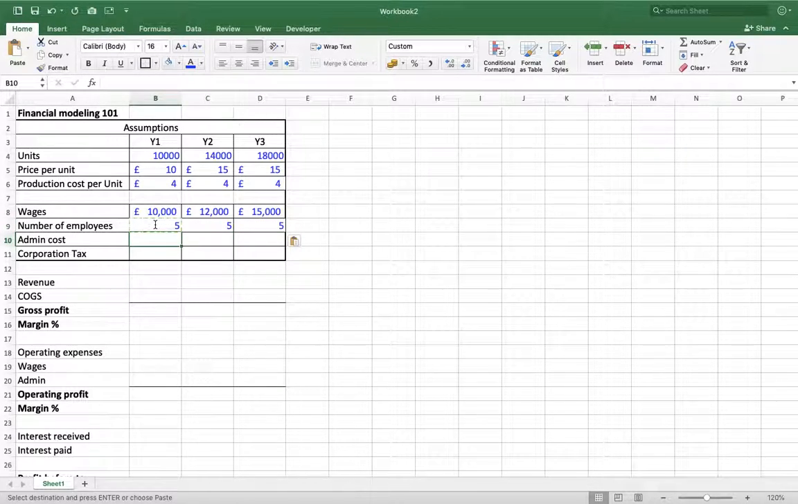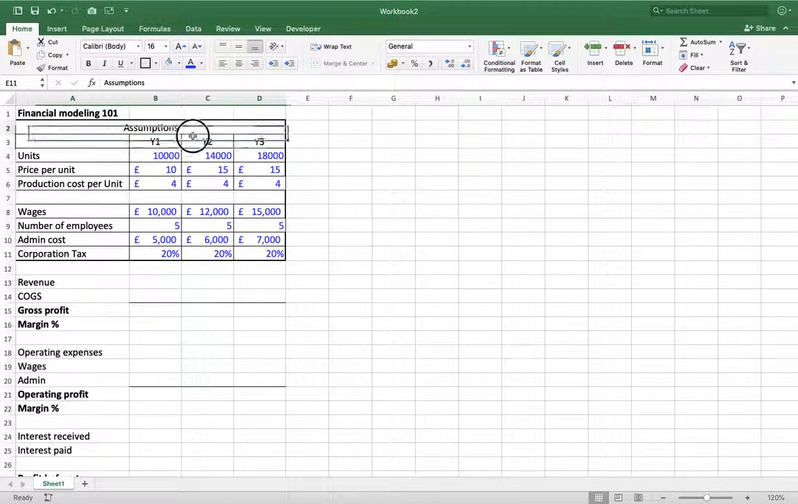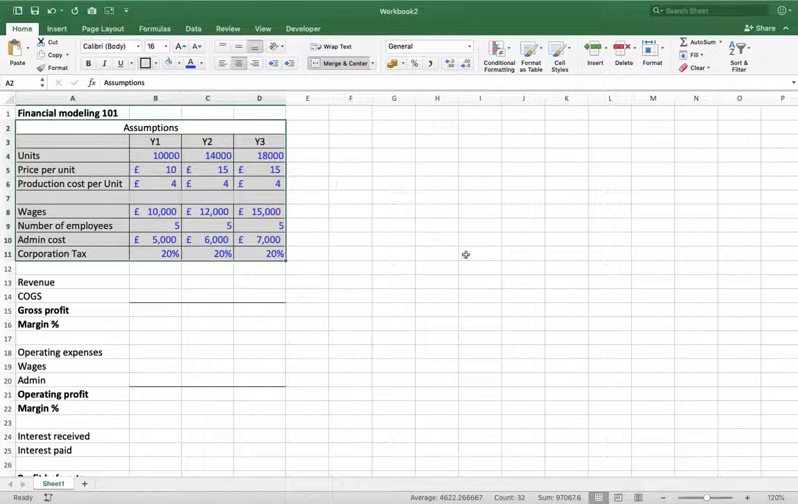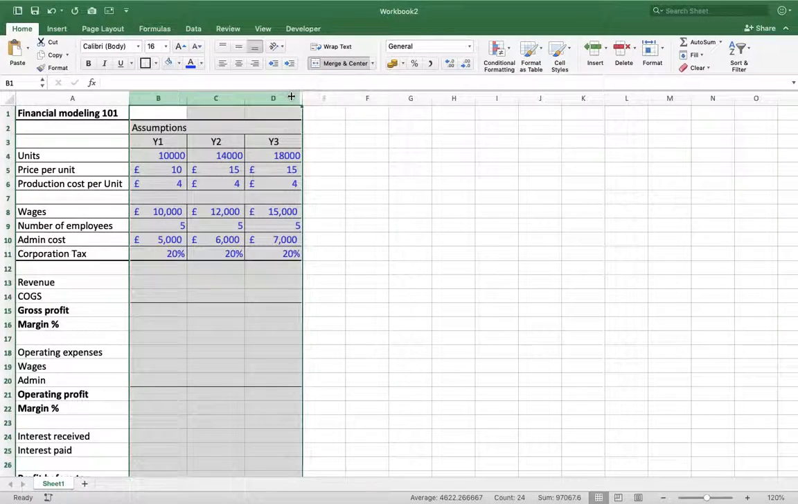We've got admin costs, estimated to increase yearly by £1,000. So we've got £5,000, £6,000, and £7,000. And we've got the corporation tax. This is in the UK, so the current rate for small businesses with this much turnover on a yearly basis is 20%. We've got 20%, 20%, and 20%. So this is done. We can have it there as a block.